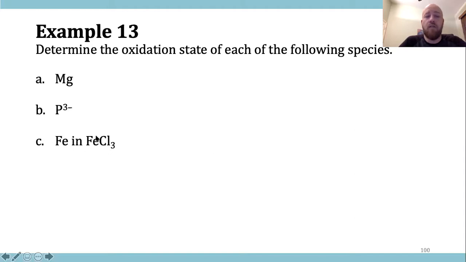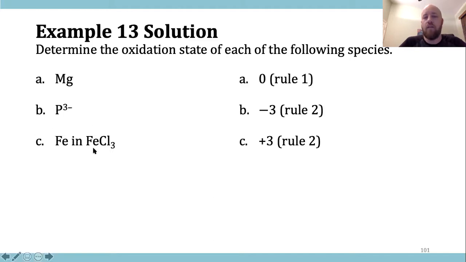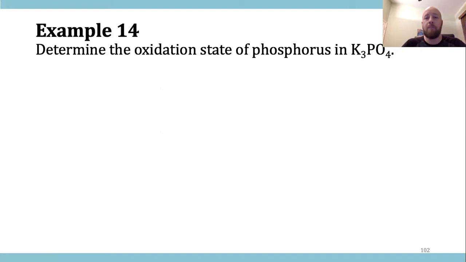Next, iron in FeCl3. This is just like the problem on the nomenclature quiz. There was ruthenium hydroxide, with 3 hydroxides, so the ruthenium was +3 because it was paired against 3 hydroxides. So identifying what the oxidation states are is the first step. This is similar. Here's our potassium phosphate.